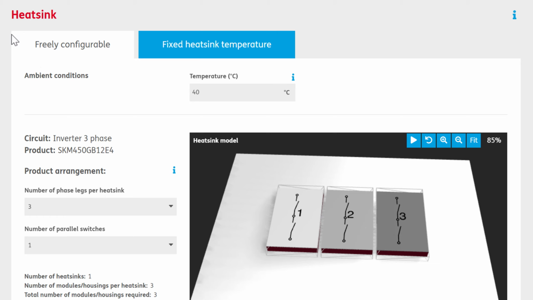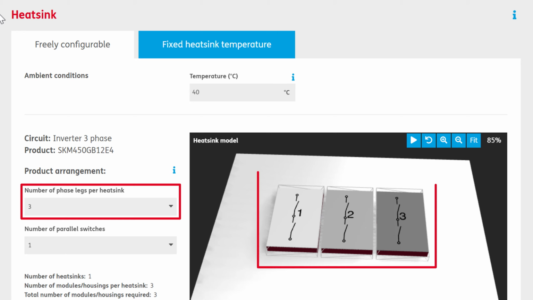The first input of any simulation with a heatsink is the ambient temperature, which means the temperature of the coolant, either air or liquid. To explain the cooling features, we have chosen a three-phase inverter and a classical half-bridge IGBT module. The circuit has three phase legs. We need one module for each phase leg in this example, and all three phases are on a single heatsink, represented here by the gray boxes 1, 2, and 3.